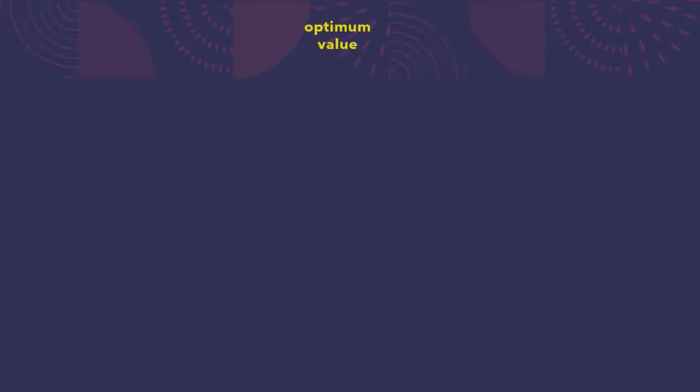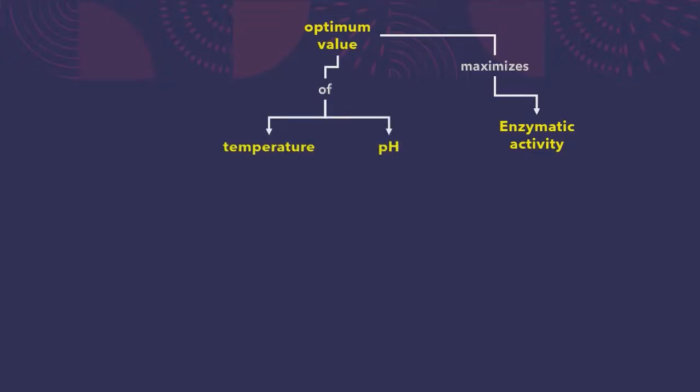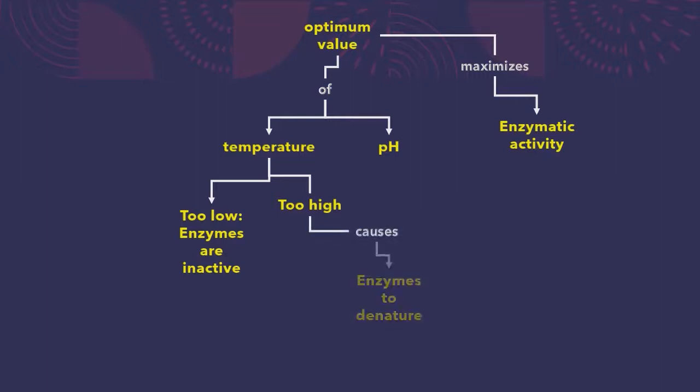Now, the concept of the optimum value of an enzyme actually maximizes enzymatic activity. So these are temperature and pH. When you speak of temperature, if the environmental condition of an enzyme is a very low temperature, enzymes are inactive, and if the condition is very high, for example, the environment of an enzyme has a very high temperature, that will cause the enzyme to denature.